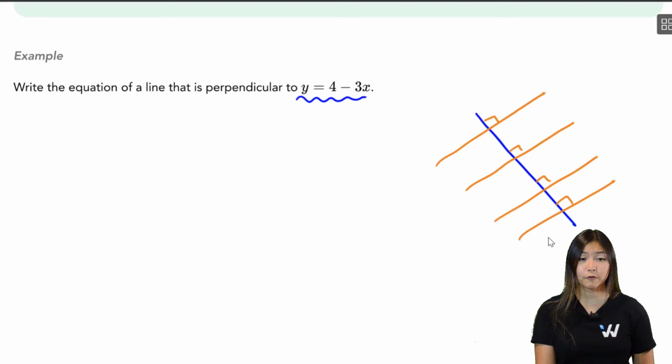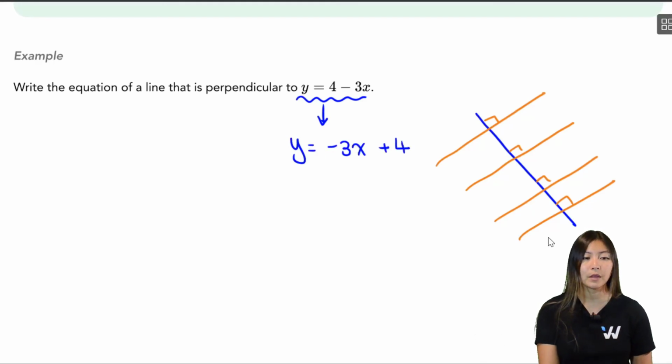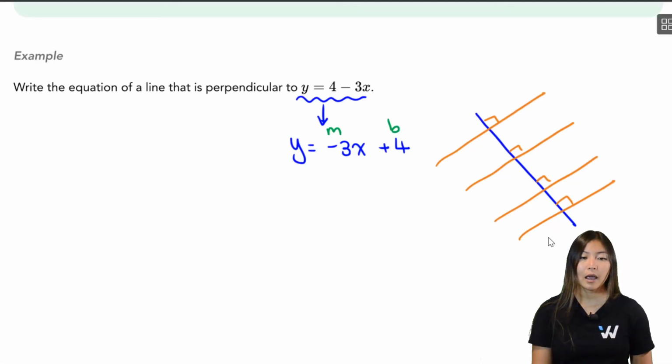All right, so first, this line that is given, we can find the slope from that line. I'm going to rearrange this into our y equals mx plus b form. So I can clearly see that my m is -3 and my b is +4. All right, if my slope is -3 and I have a line that is perpendicular to this line, what do I know about the perpendicular slope? Well, that's going to be the negative reciprocal.